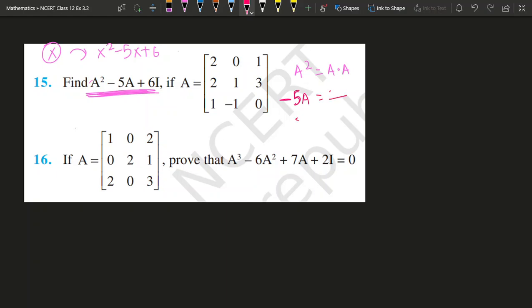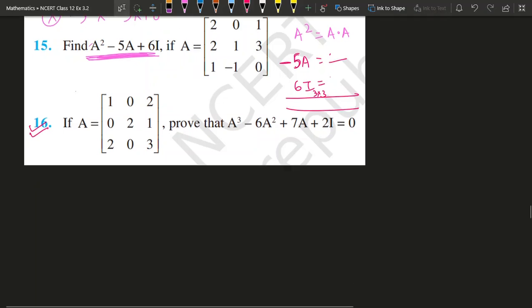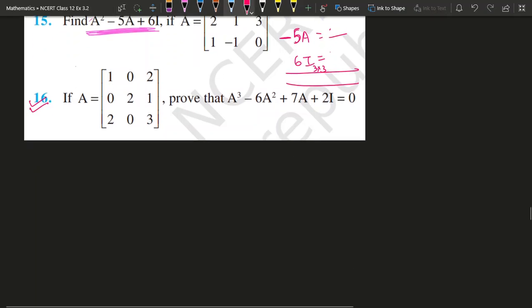And then you would add 6i to it. So in this case, I would be the 3 cross 3 matrix. And once you get all of them, you add them to get the final answer. But I'll attempt problem number 16, and problem number 15 is a bit easier than that. So what do we know about this problem?